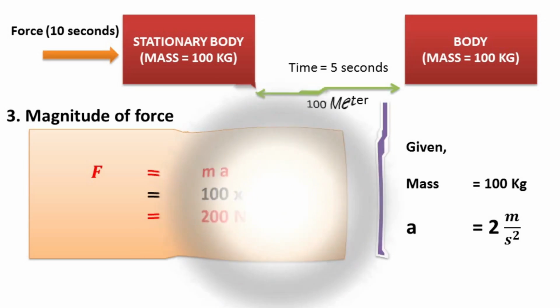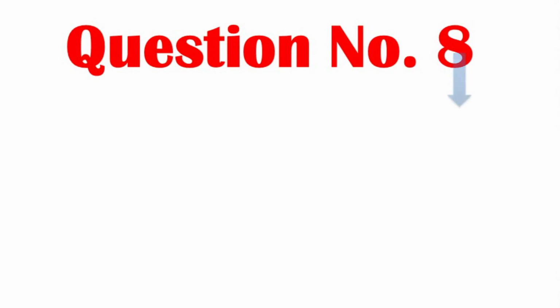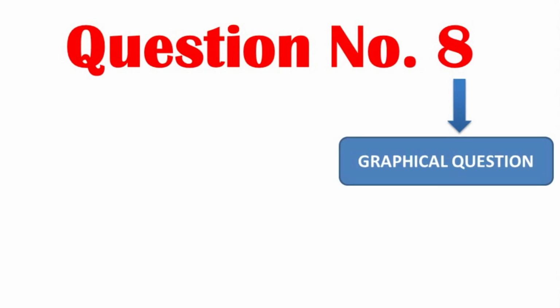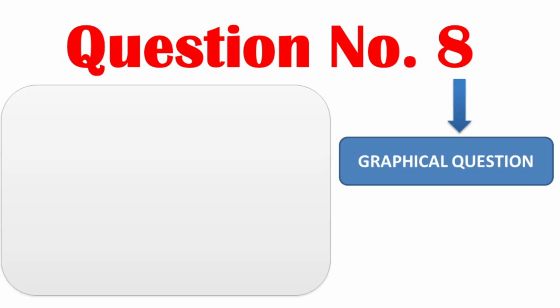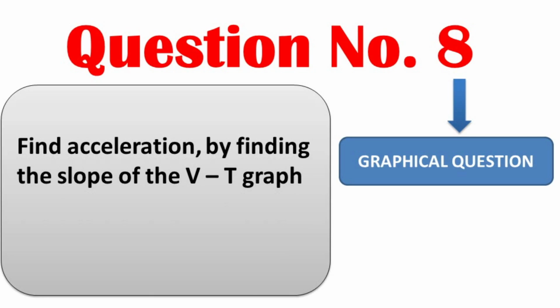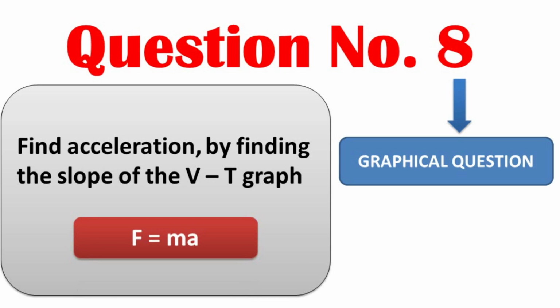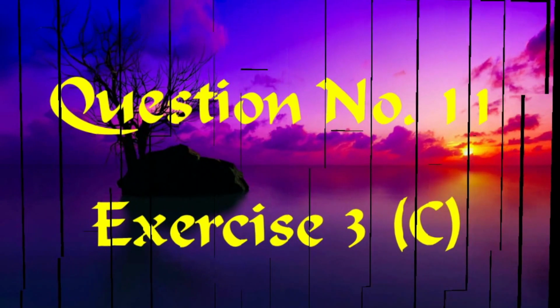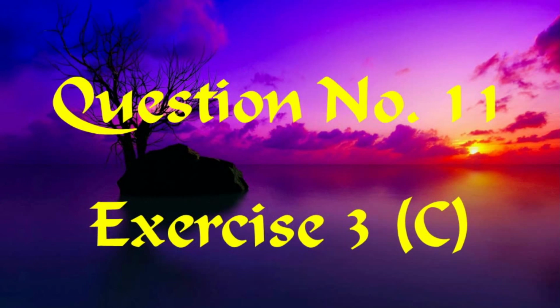Now question number 8. This is a graphical question. First we can find acceleration by finding the slope of the velocity time graph. Remember, we have studied it in chapter number 2. Then substitute this value in the formula, F is equal to ma. Very simple. Questions number 9, 10 and 11 are similar. So let us do question number 11.